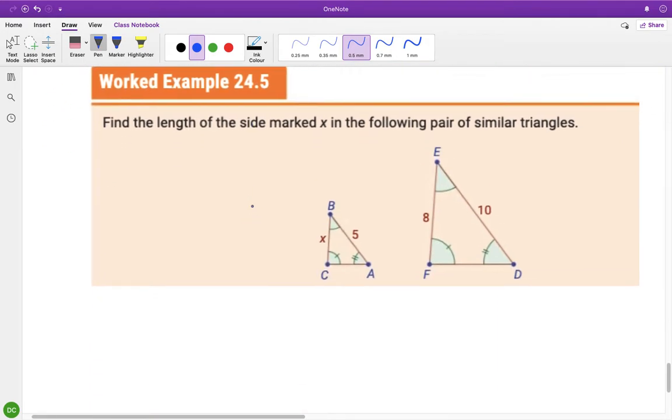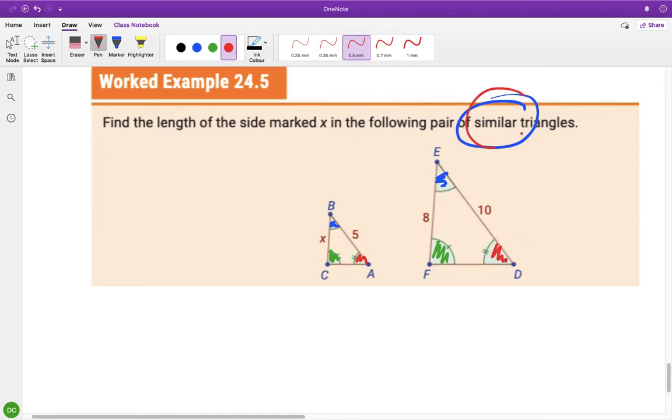Right, so here's an example. Find the length of the side marked X in the following pair of similar triangles. So they're telling us they're similar, and they're also backing that up with the angle notation. So here you have your angle here with no line on it, so that matches this one. This one has a single line, so this one matches your single line here. And then this one with the double line matches this one with the double line.